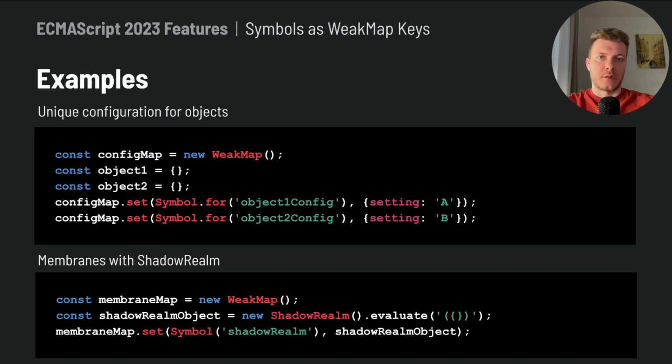Now let's consider practical applications for this feature. First, using symbols for unique object configurations. Imagine different settings for object 1 and object 2. Symbols ensure these configurations remain distinct. Next, consider creating membranes with shadow realms. A membrane might manage objects across execution contexts. Using symbols, we can reference these objects without confusion. These examples highlight the utility of symbols in weak maps, especially in complex cases like configuration management and virtualization.